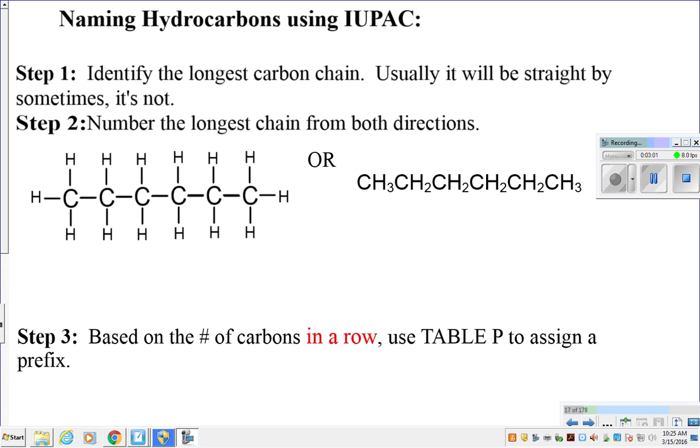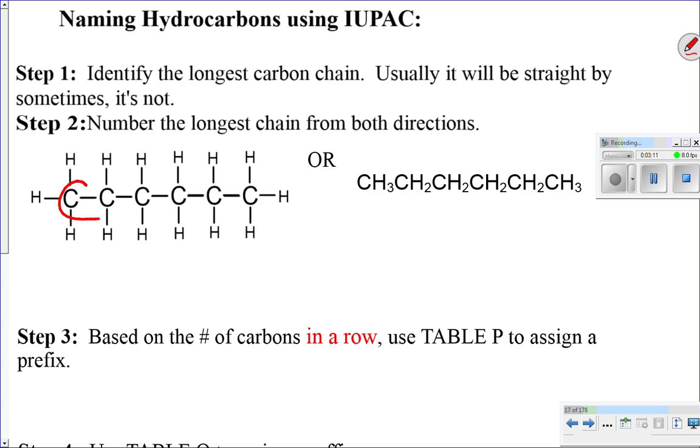I have given you the steps written out in your notes. We're going to break these down one at a time and go through what they actually mean. Step 1 is to identify the longest carbon chain. This is the most carbons in a row. In this particular example, all the carbons are very clearly in a row. We don't have any branching. I've also shown you the condensed structural formula for the same molecule, just so you have the chance to see it. We're going to number that chain.